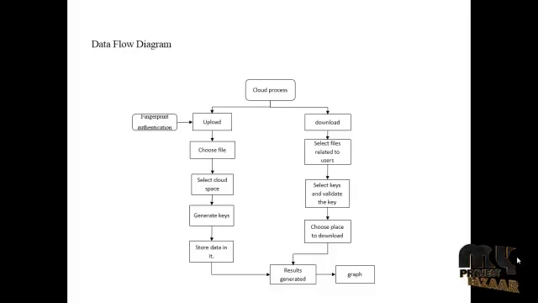Our data flow diagram for our process. First we start from a cloud process. In the cloud process there are two types of process we can carry out. First is the upload process and another one is the download process.